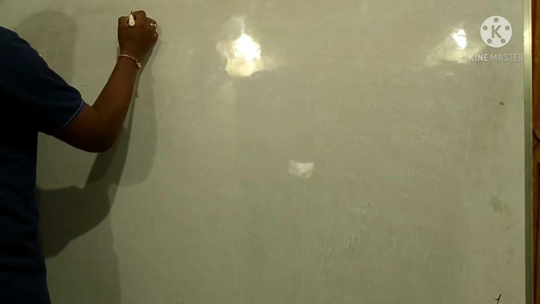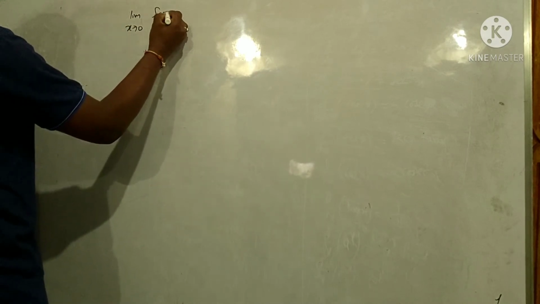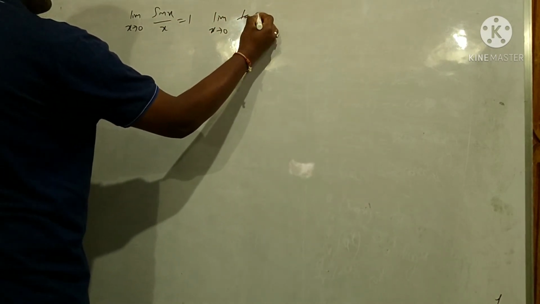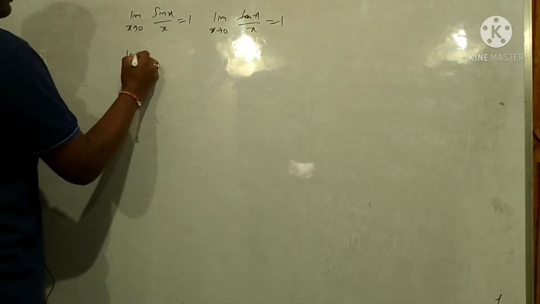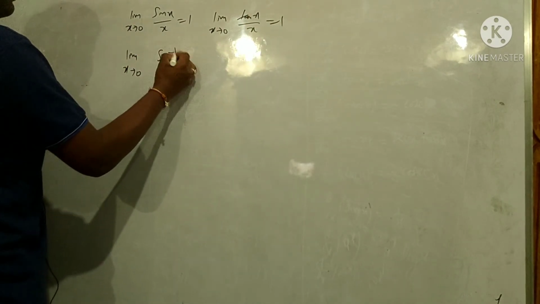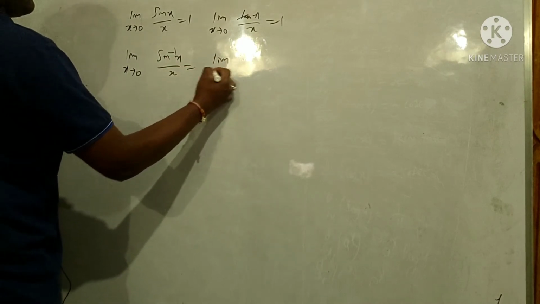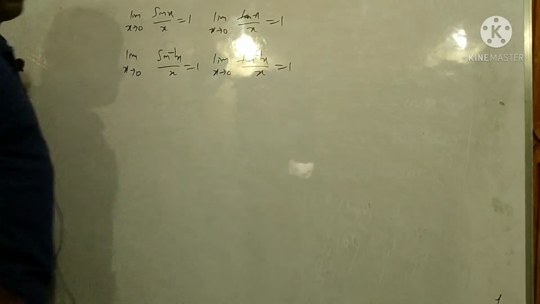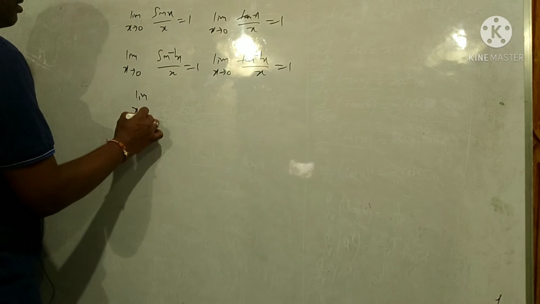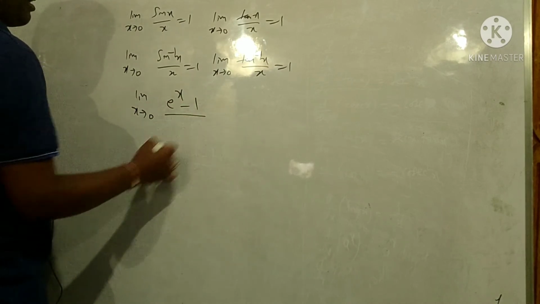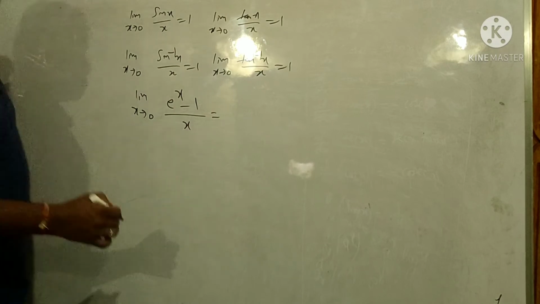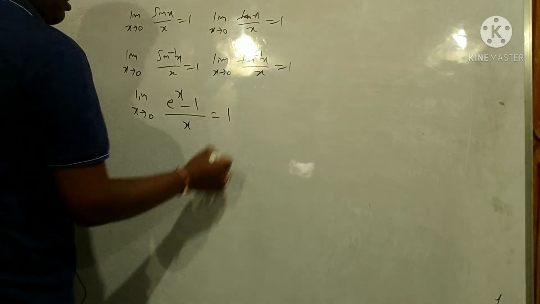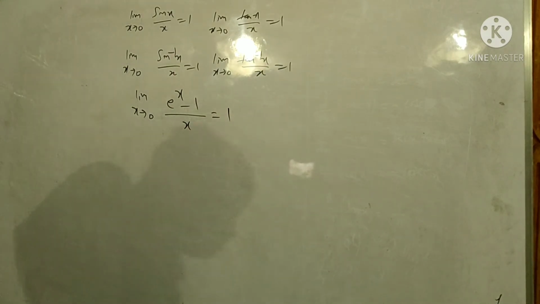What have you learned now? Limit x tending to 0, sin x by x is equal to 1. Limit x tending to 0, tan x by x is equal to 1. Limit x tending to 0, sin inverse x by x is equal to 1. Limit x tending to 0, tan inverse x by x is equal to 1. Limit x tending to 0, (e power x minus 1) by x is equal to how much? 1. So these are the things you have learned.